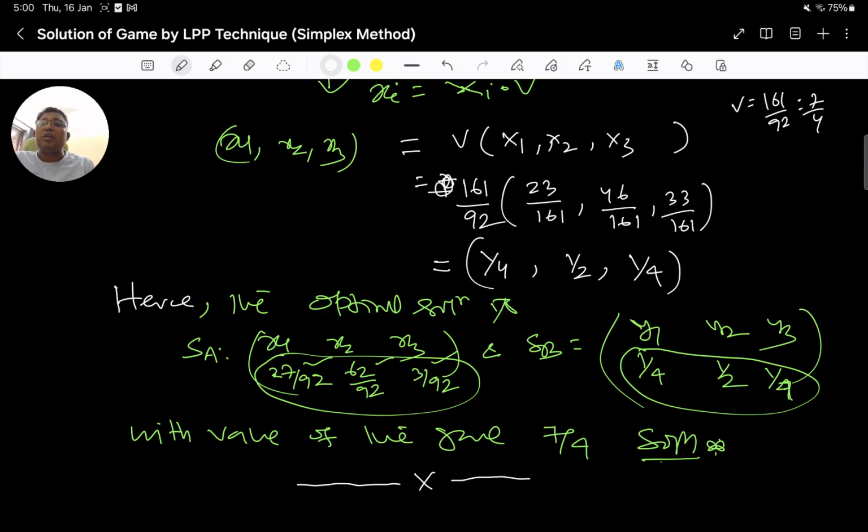Saddle point method, dominance rule, mixed strategy, graphical method, each has its own rule. If no method will work, then this LPP method is fine, but the LPP method is lengthy and we can overcome this by using standard software. So we should try to solve by the game's own methods rather than this. If no method will work, we will use this. Anyway, we should close this lecture.